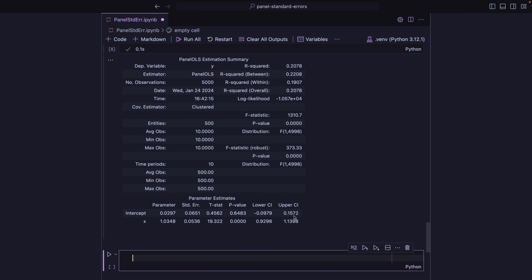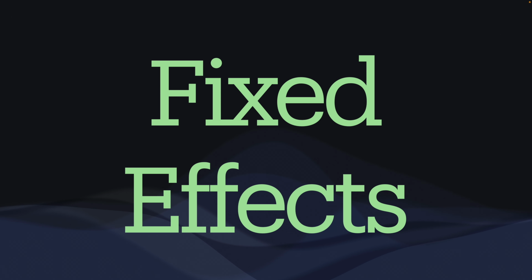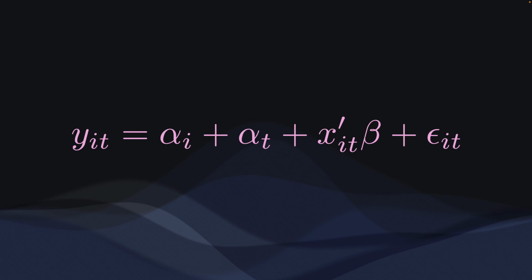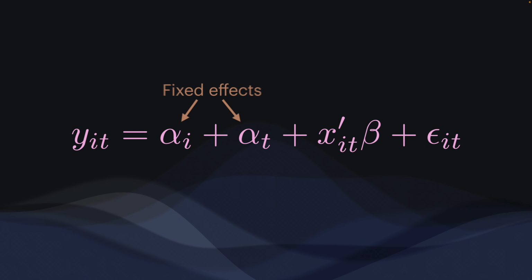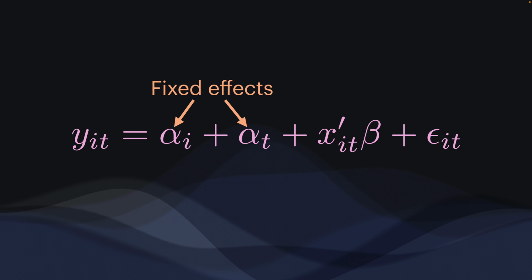The panel OLS class is also called the fixed effect model in linear models documentation, and for good reason. If we go back to the original model, we can see that it includes fixed effects for the entity and for the time dimensions. Fixed effects are dummy variables that capture the constant effect of each entity and each time period. They are useful to control for unobserved heterogeneity across entities and for common shocks across time periods.